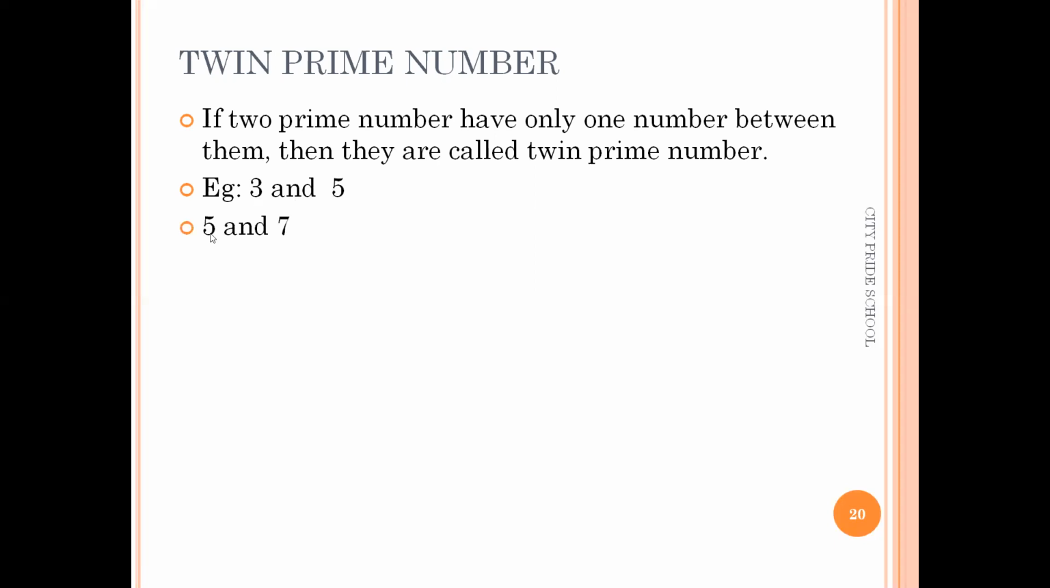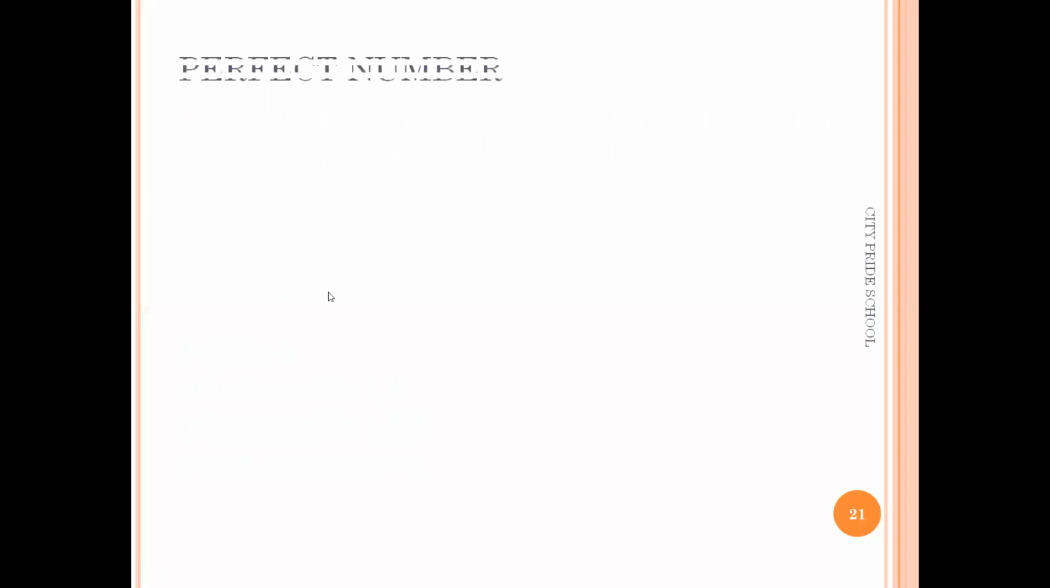5 and 7. 5 is a prime number, 7 is also a prime number, and only one number is there in between them, that is 6. So 5 and 7 are twin prime numbers. 11 and 13 are prime numbers, and only one number is there in between them, that is 12. So that's why 11 and 13 are also twin prime numbers.